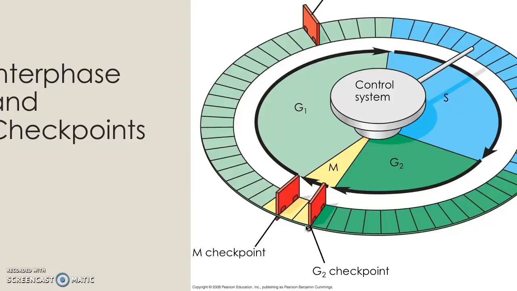Interphase and checkpoints. So there are 3 phases during interphase. Here are the phases: there's G1, S, G2, and mitosis. So there are 3 phases in interphase, G1, S, and G2, and then M is just the process that occurs during mitosis. There are also checkpoints: the G1 checkpoint, the G2 checkpoint, and then the M checkpoint. The G1 phase is known as the first gap, S is known as synthesis, and G2 is the second gap. And then, like I said, there is also an M phase, which represents mitosis and cell division.